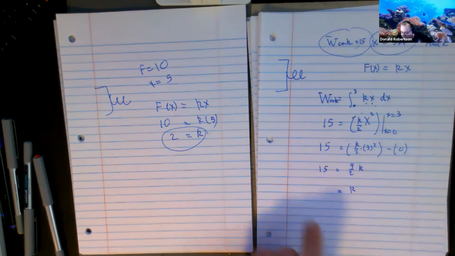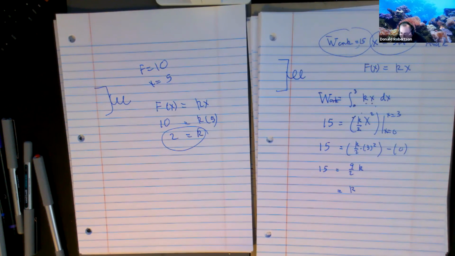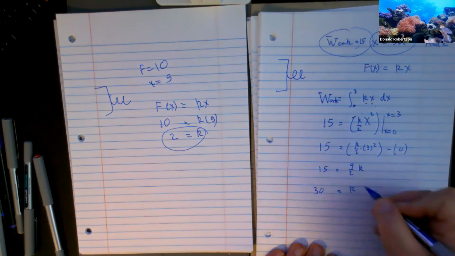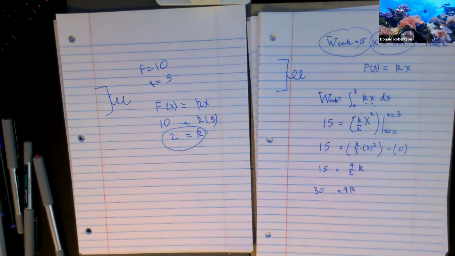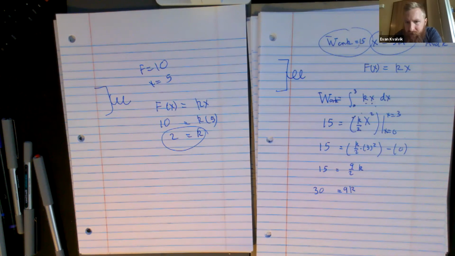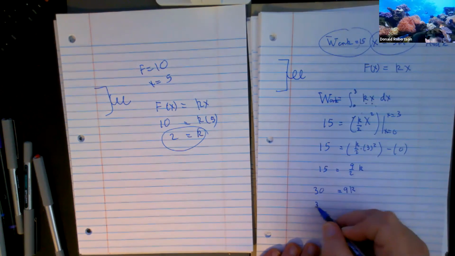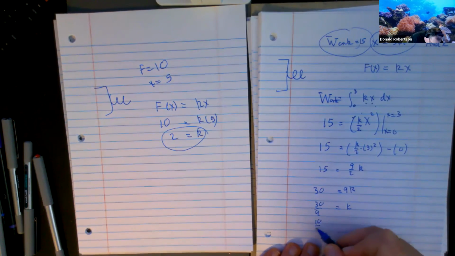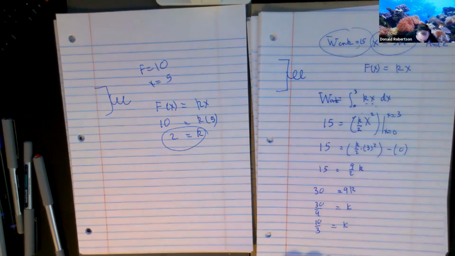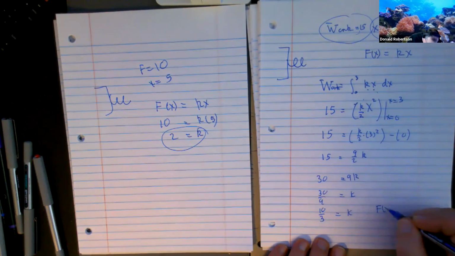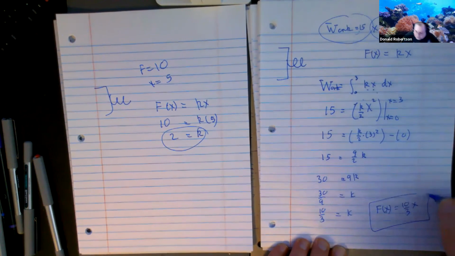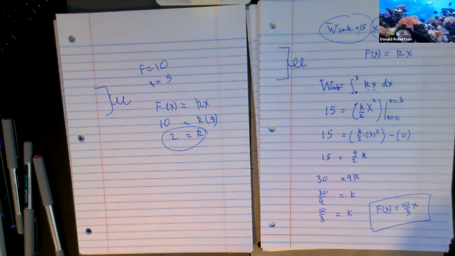Now I can find k. What should I do to both sides to find k? Multiply by 2. Well, okay, that'll get us part of the way there. What do I do now? Divide by 9. Okay, and probably simplify it while we're at it. 10/3. Which means we now have, for this spring, the force function. Once you know that, you can answer any question you like.